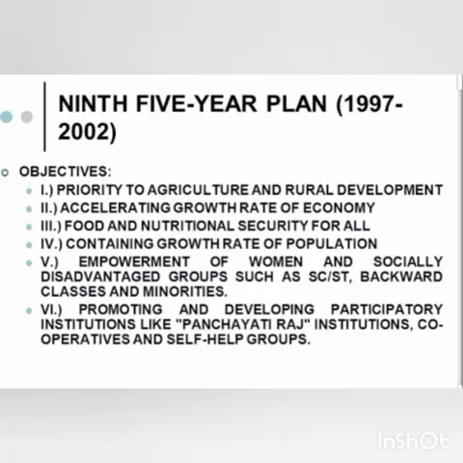9th 5-year plan, 1997 to 2000. This plan focused on agriculture and rural development. In this plan, the progress of communication system and service sector was achieved as per the expectation. There was a growth in the field of construction and communication.